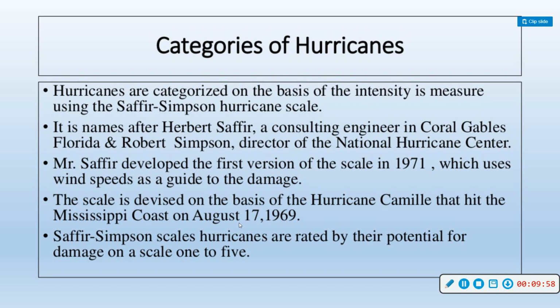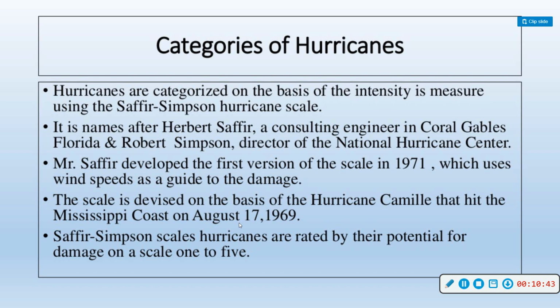Saffir developed the first version of the scale in 1971, which uses wind speeds as a guide to the damage. The scale was devised based on Hurricane Camille, which hit the Mississippi coast on August 17, 1969. On the Saffir-Simpson scale, hurricanes are rated by their potential for damage on a scale of 1 to 5. So your definition would be a rating system for hurricanes.